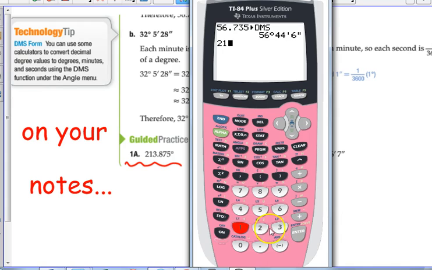213.875. And you go second app, degrees, minutes, and seconds, which is choice 4. Bam. 213 degrees, 52 minutes and 30 seconds.